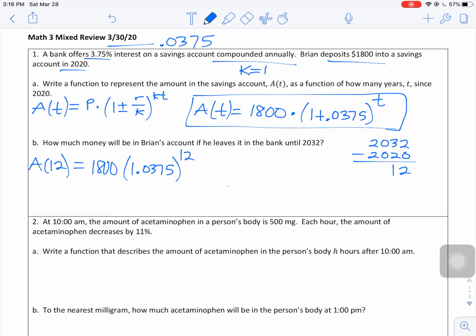Grab a calculator. And remember, you could use that Calculate 84 app that I showed you on the iPads if you don't have a calculator. That way you can type these things in. And since this is money, I'm going to round to 2 decimal places. So I get approximately $2,799.82.